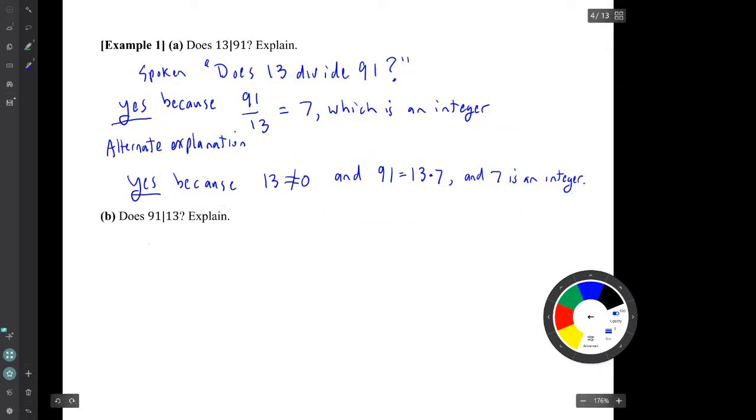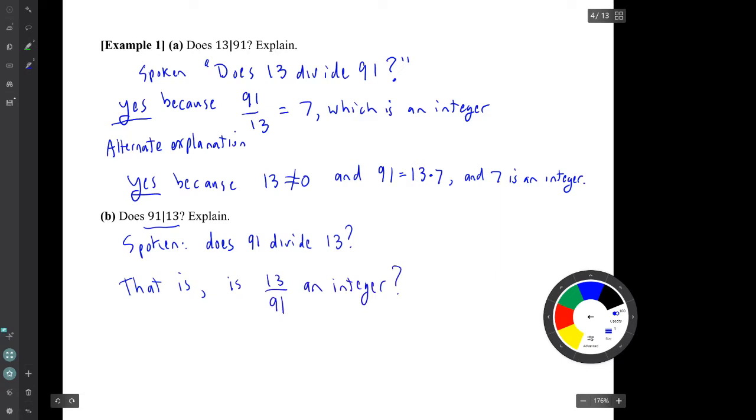Related question is this one. Does 91 vertical bar 13? Explain. So how would we speak this? Well, the question is, does 91 divide 13? And we can ask this question a different way. That is, the question could be rephrased: is 13 divided by 91 an integer? And the answer is no. Let's go on and do another example.